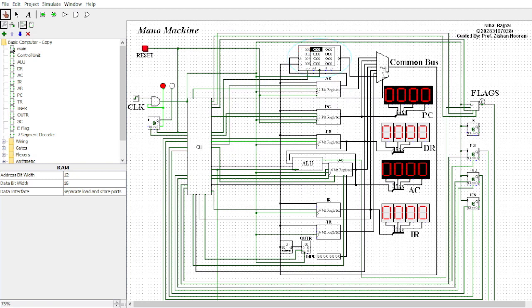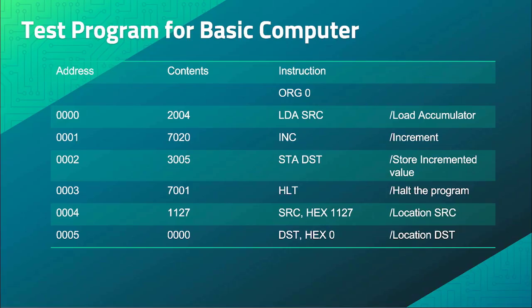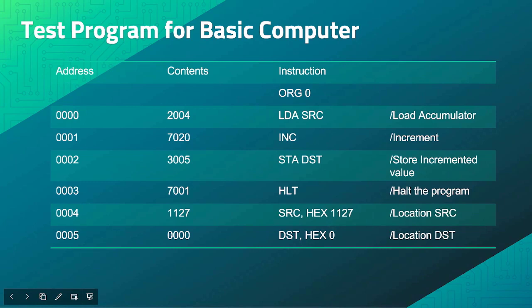On the right, we have this common bus system. Then we have some displays to show the values of the registers. We also have some flags, and we are going to see the implementation of all the components in the upcoming videos. So as of now, let's see the working. This is the test program which I have written for the demonstration.